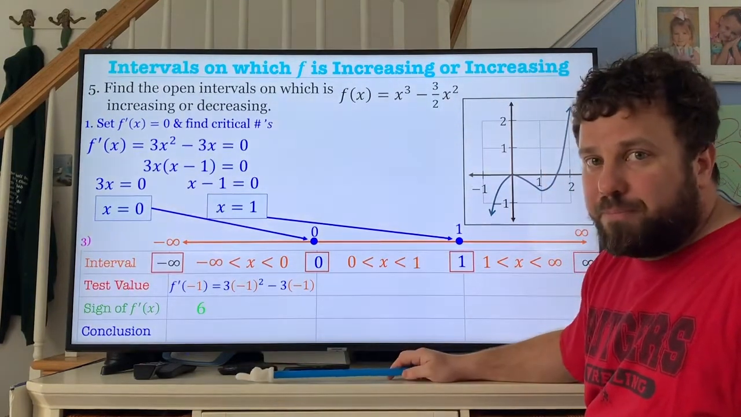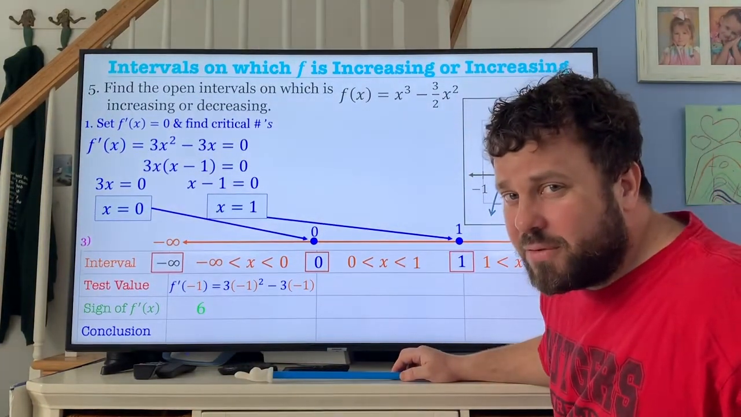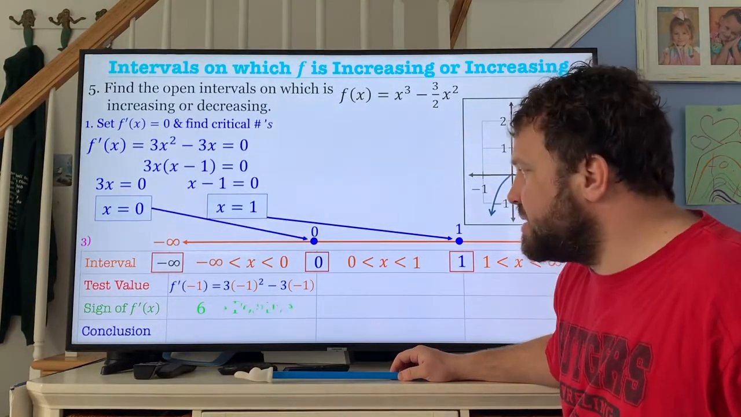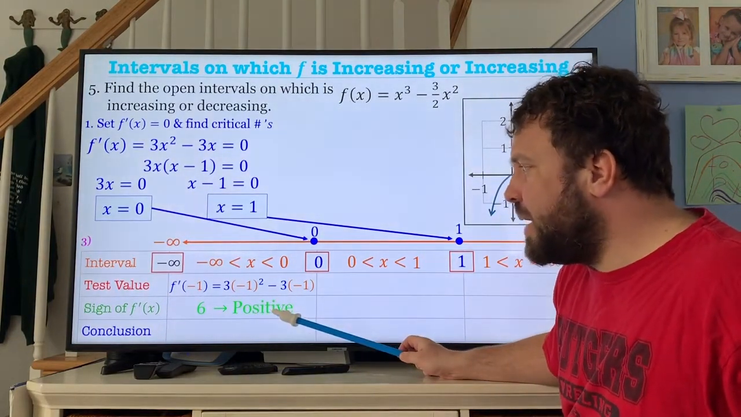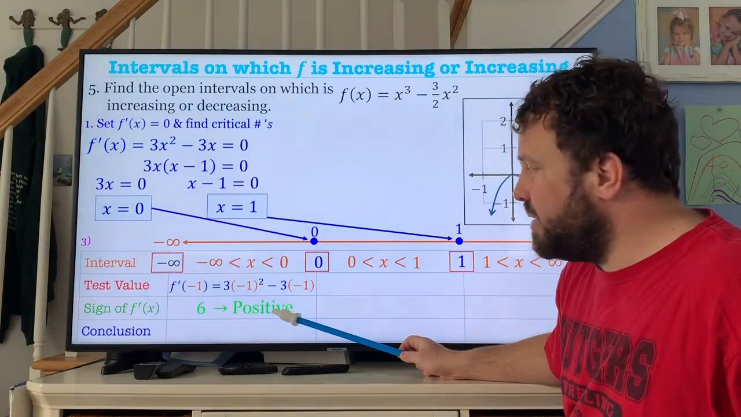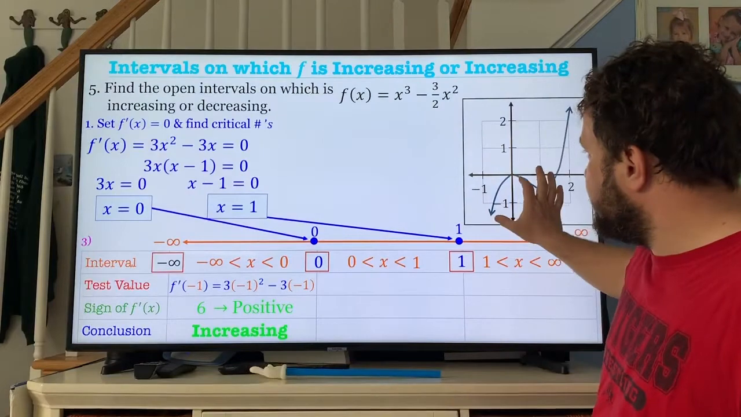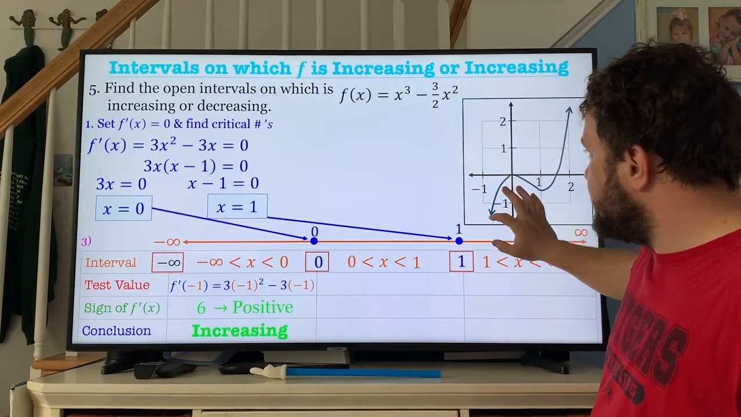Now here's the tough part. Is 6 negative or positive? It's not tough. It's positive. So since it is a positive number, based on our theory, positive numbers are increasing. And as you can see right here, our graph is increasing.